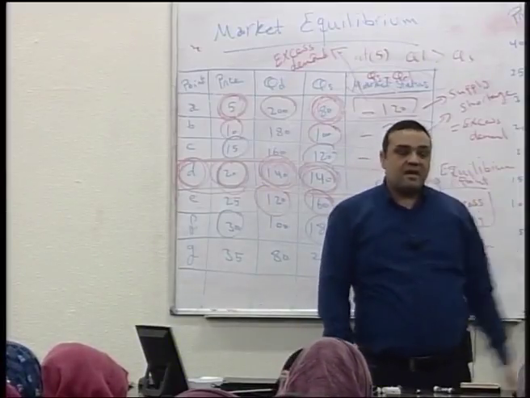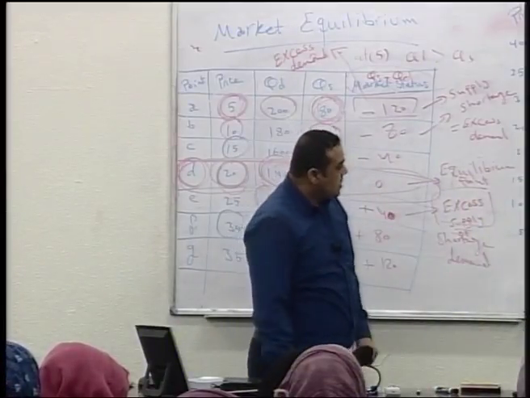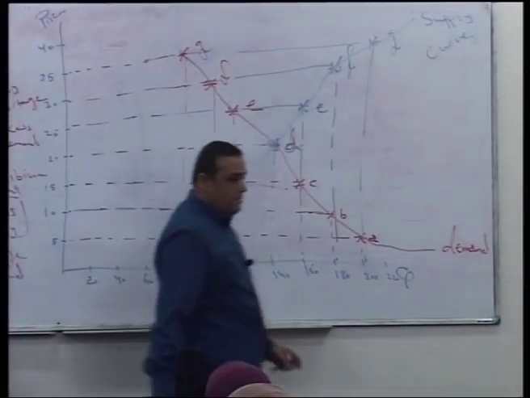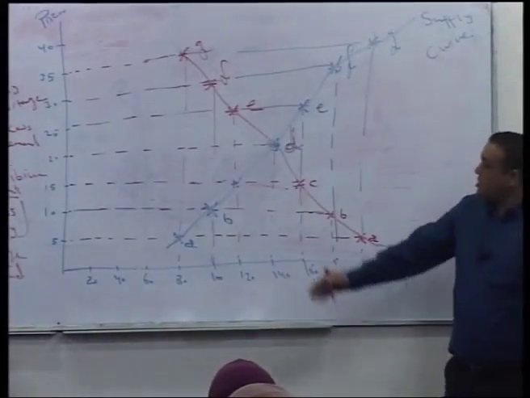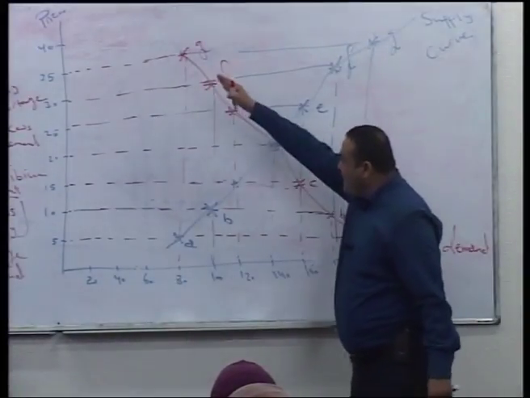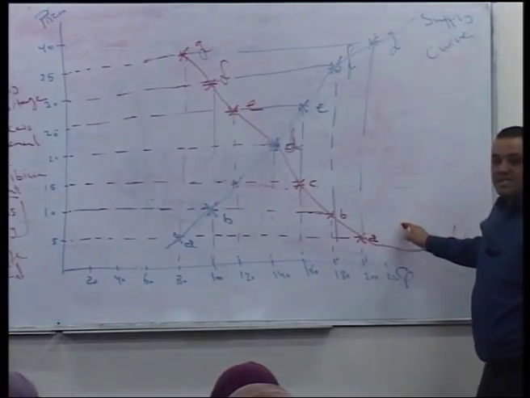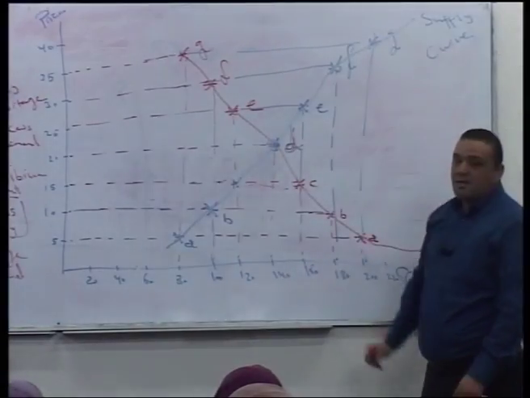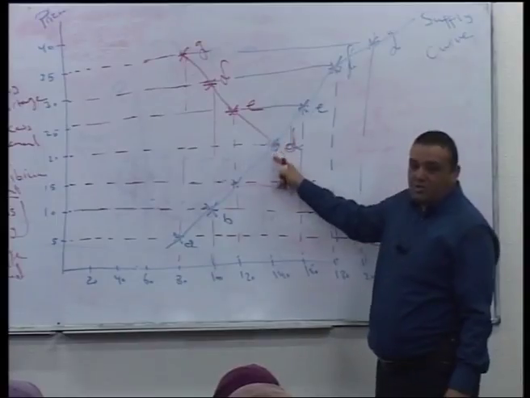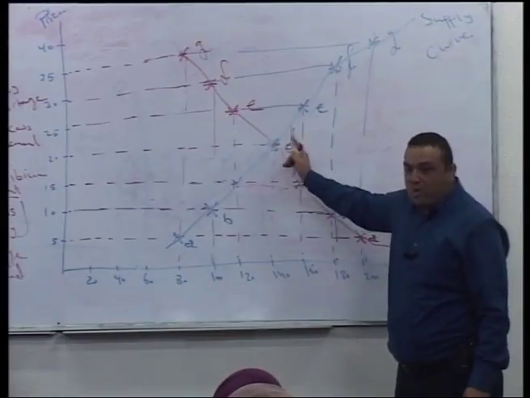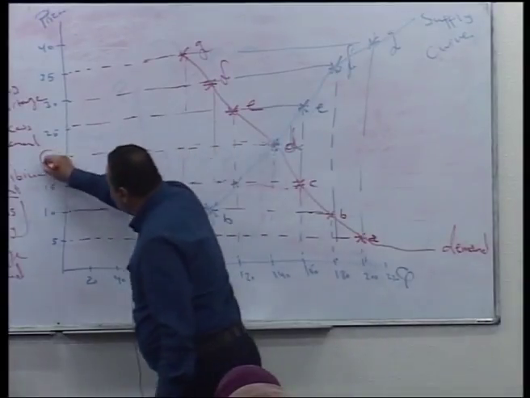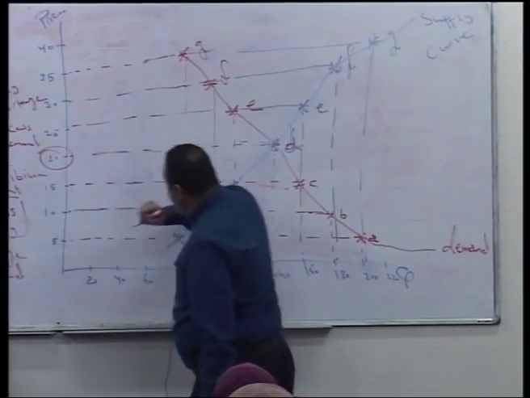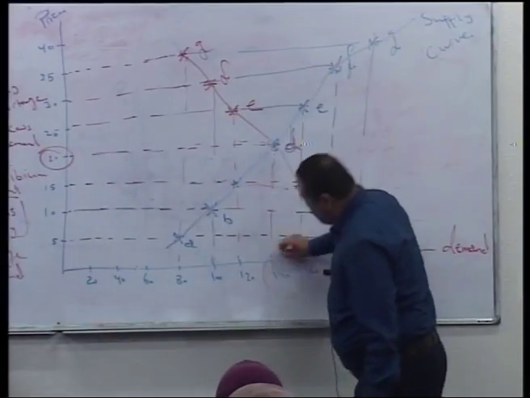Let's go to the graph here. What do you see? Where's the equilibrium point at which the demand curve intersects or crosses the supply curve? At this point, point D, this is the equilibrium price and the equilibrium quantity. That's it.